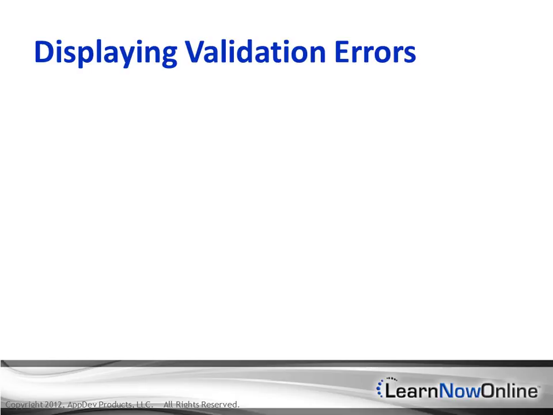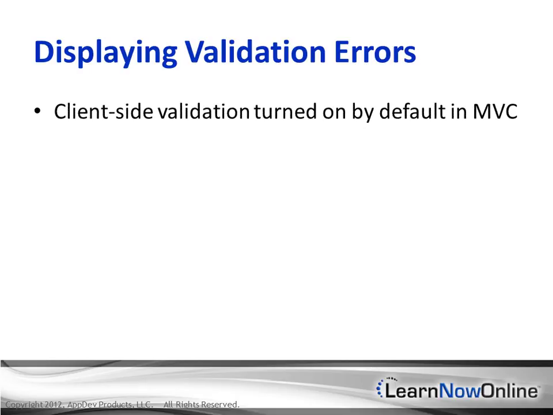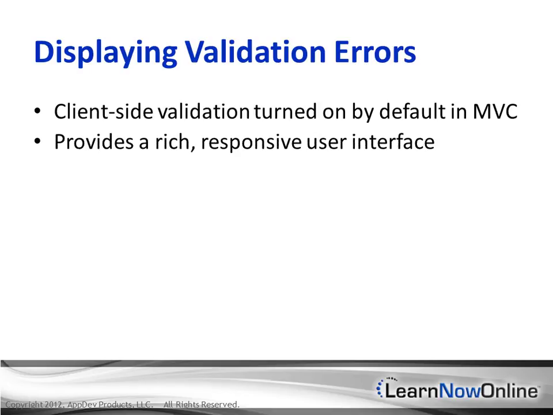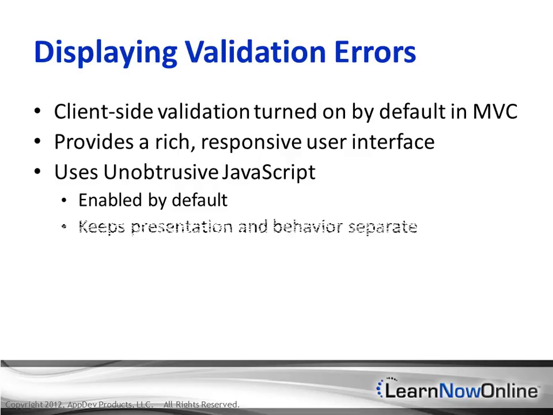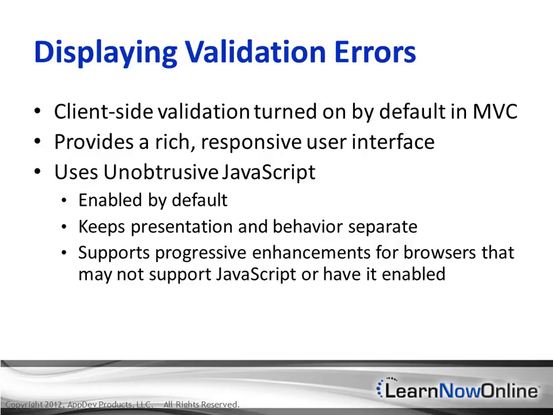Displaying validation errors in MVC is pretty straightforward. This is enabled by default for client-side validation. This provides a rich, responsive user interface for your web application. By default, it uses unobtrusive JavaScript, which is enabled by default. This helps keep the presentation and behavior separate in the UI. Also, this supports progressive enhancements for browsers that may not support JavaScript or have it enabled.